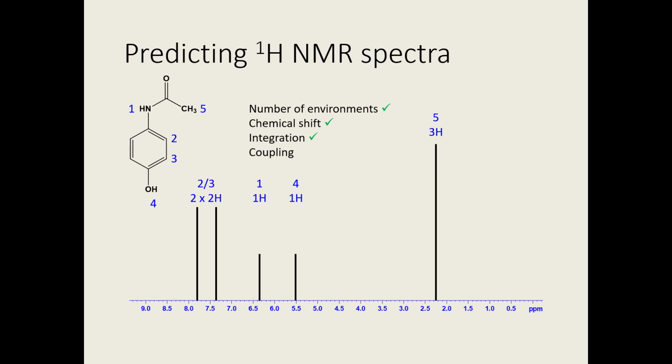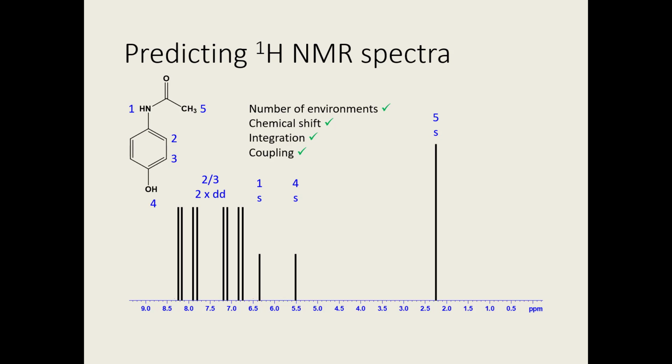Now we need to consider the coupling of the signals. The coupling patterns of protons 1 to 4 have not changed during the reaction, with 1 and 4 being singlets and 2 and 3 being doublets of doublets. The methyl protons are too far away from their nearest proton neighbour to undergo any coupling, so they are also a singlet. So this is what we would expect the proton NMR spectrum of paracetamol to look like.